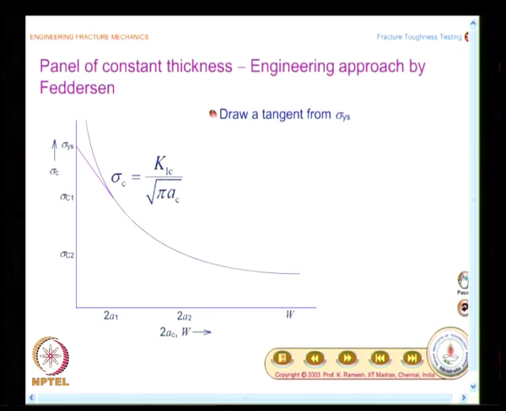So, you have to draw a tangent, you construct the graph as it is being discussed. You have an initial graph which is dictated by sigma c equal to K1c divided by root of pi a c. Now, you draw a tangent from sigma ys. This will meet this at a particular value, which could be easily determined from your analytical geometry. I am not going to get into the details, I am going to give you the final values.